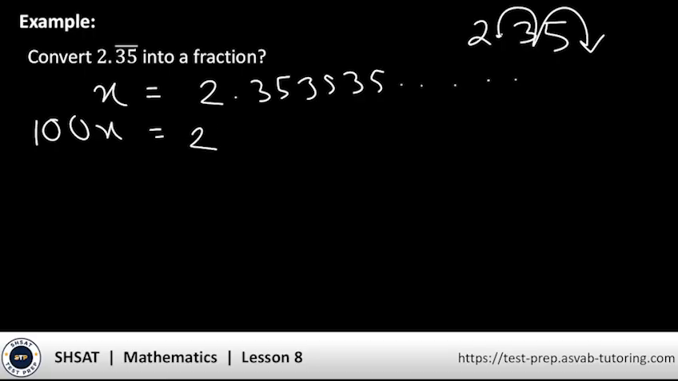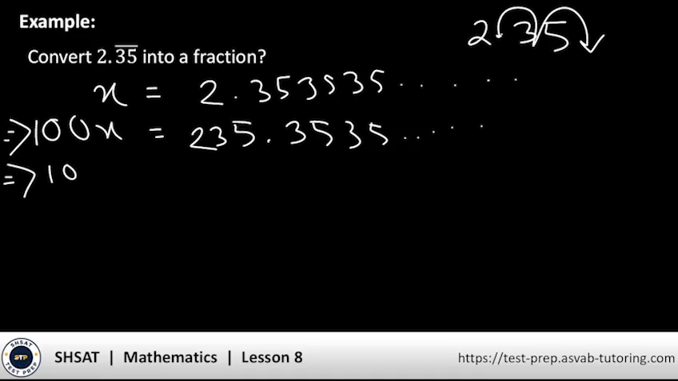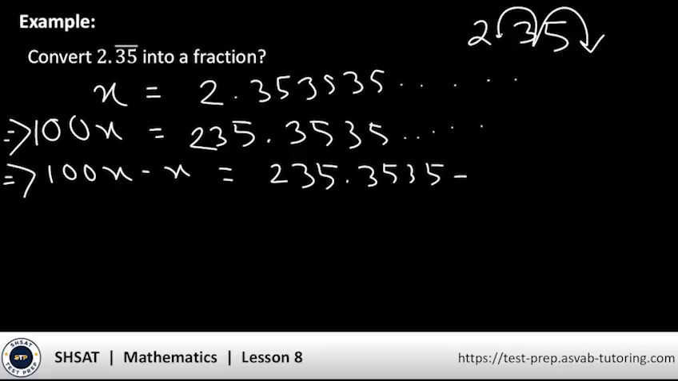So what that means is 235.3535 and so on. Once again, what we do here is we subtract. Remember, we subtract 100x with x, and again we subtract 235.3535 from the original number, which was 2.3535, because we need to get rid of the decimal.